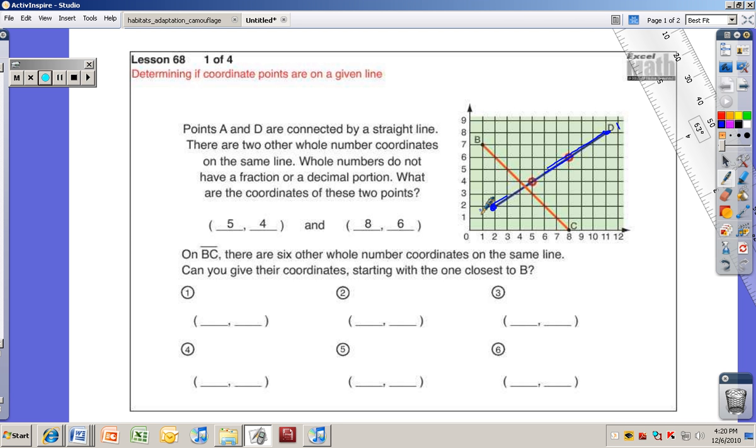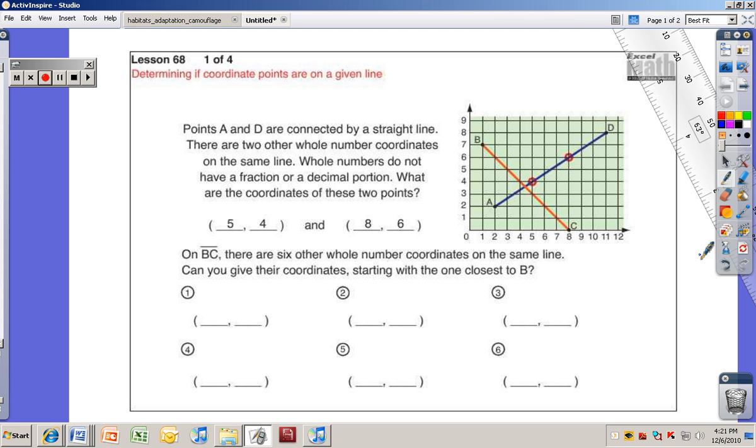If you follow real closely along this line, you'll see that as it comes up, in that spot, it's on the 3, but it's not on the other 3. So that's not a whole number coordinate. If you come up 4, it hits the line right here, but it's not a whole number, it's like 3.5 or something. At the 7, if you follow the 7 up, it hits the line right here, a little over 5. So those are not whole number coordinates either.